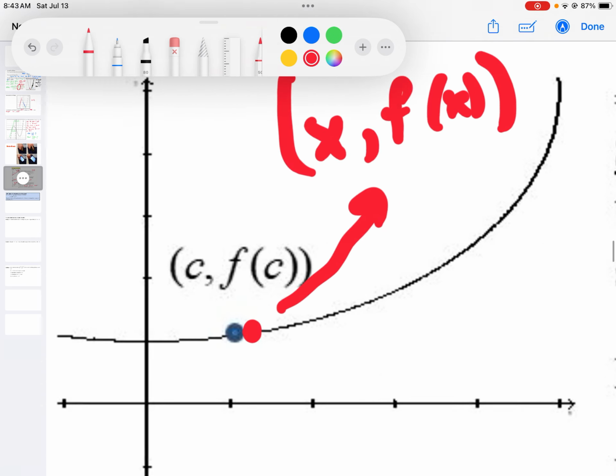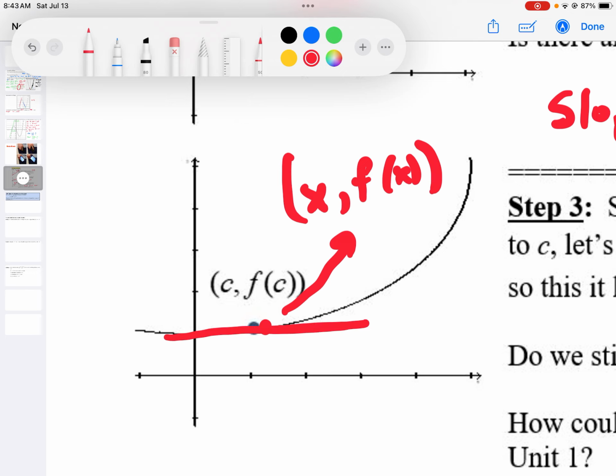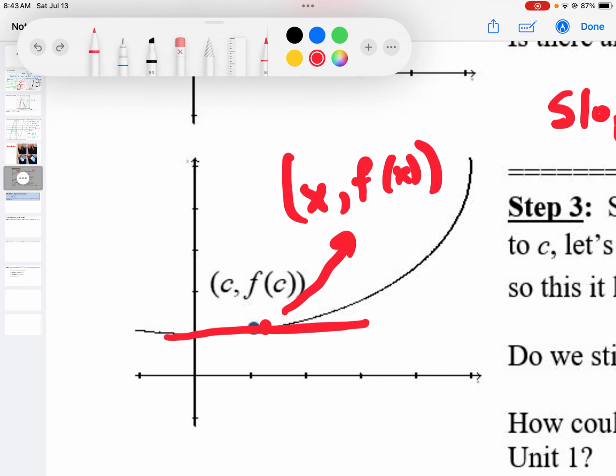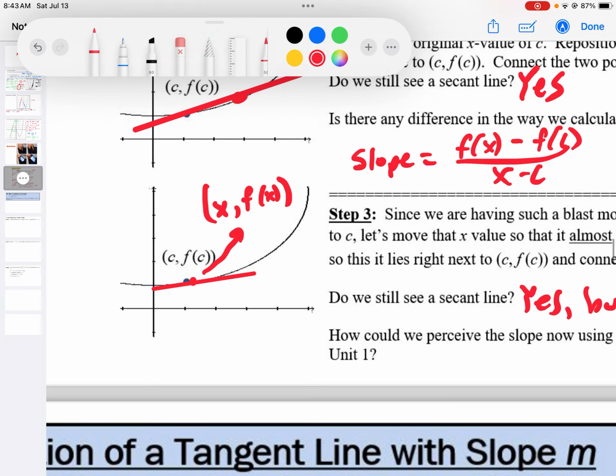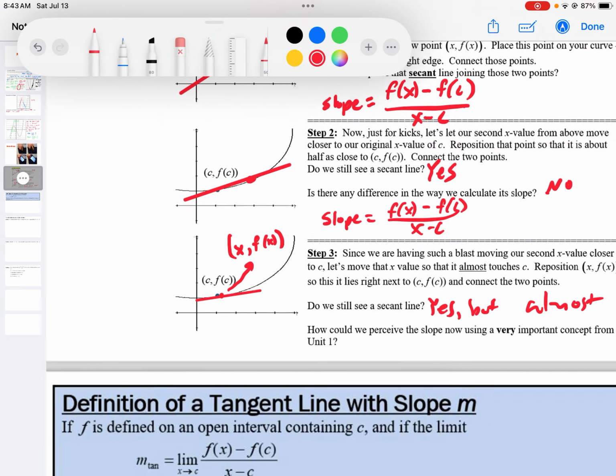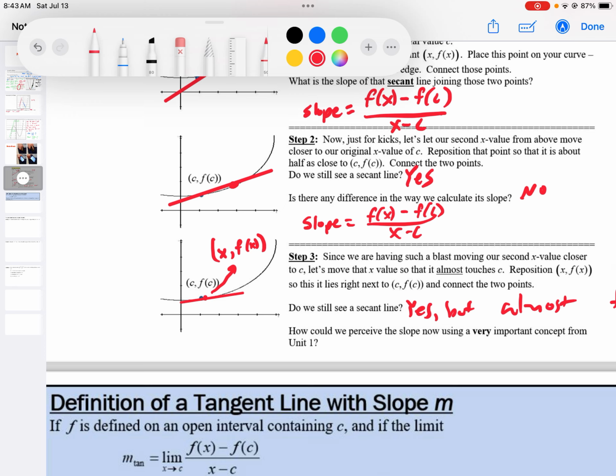Because it's super close, right? Almost tangent. I didn't connect the 2 points yet, so I'll connect the 2 points. I mean, that's terrible. Well, I guess not terrible, but I want it to look kind of tangentish. So it's a secant line technically, but it's still really close. It's almost a tangent line.